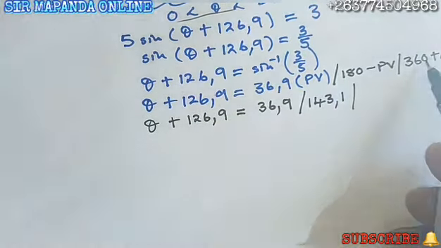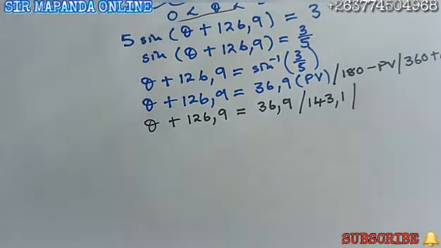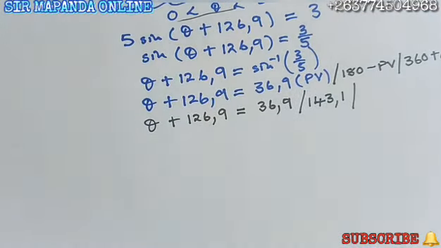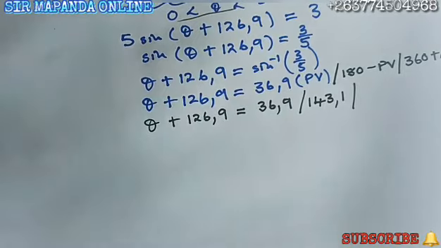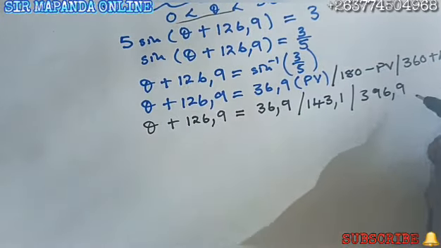Then 360 plus PV, it means I'm going to add 360 with 36.9. So 360 plus 36.9, you get 396.9. So you write 396.9.